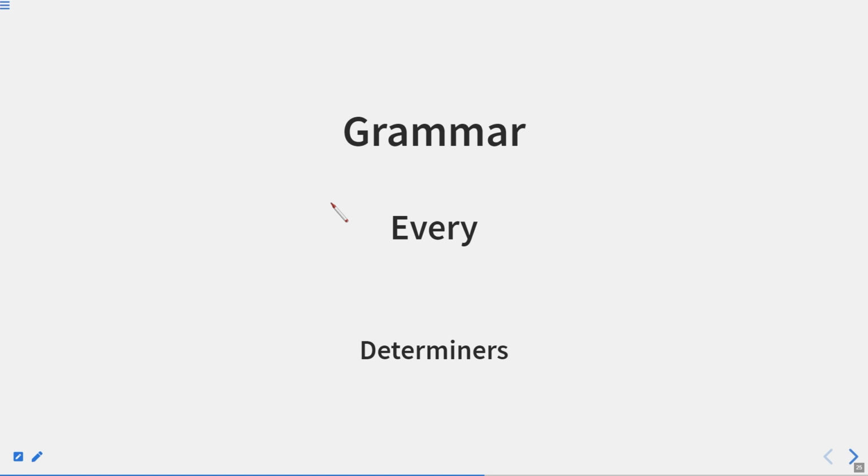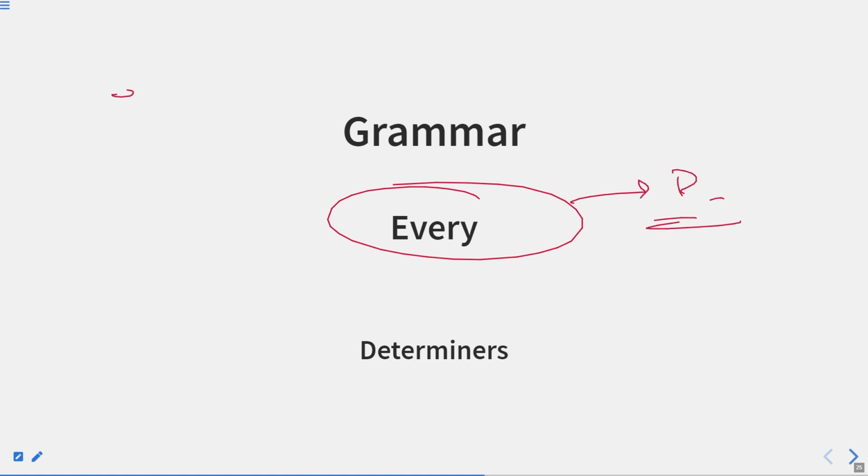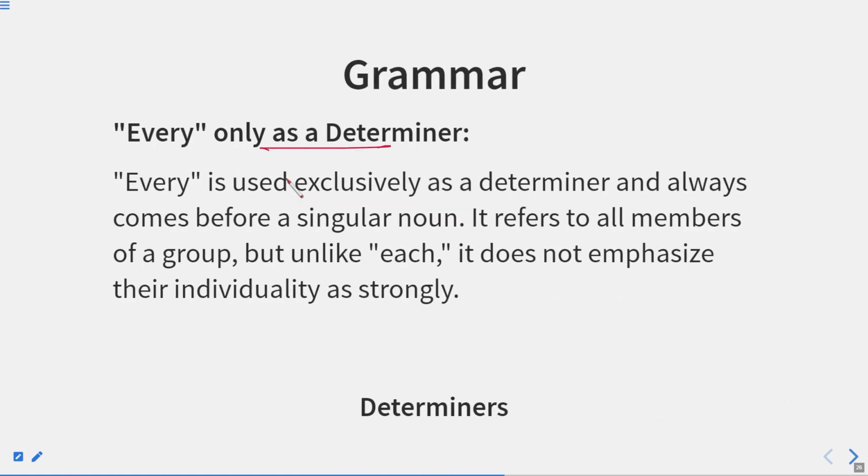Now we are going to discuss the word every. What is the use of every? And what is the difference between every and each? Now every is also used like the word each. The meaning of both the words is the same. But the basic difference is that every is not a pronoun. It is only a determiner, whereas each is a determiner as well as a pronoun. Every is just a determiner and cannot be used as a pronoun.